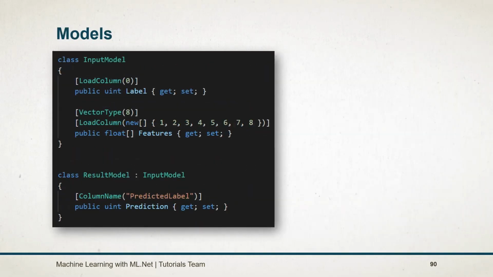Here are the models that we have created. In the input model, instead of using 8 properties, I have created only one property that represents an array. In the load column attribute, pass the index of the columns that we want to load, and use the vector type attribute to specify the length of the array. In the result model, we have inherited from the input model, so we do not need to define the property for label here. It will automatically inherit it from the input model.